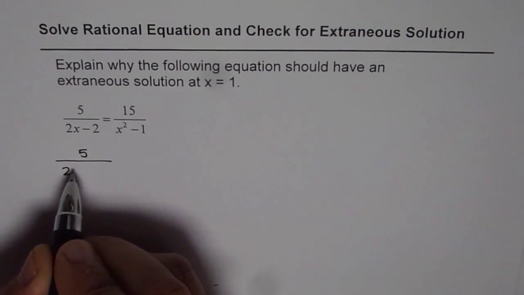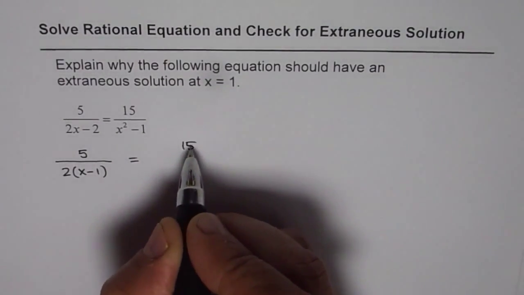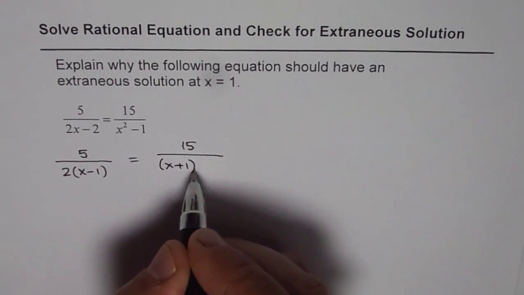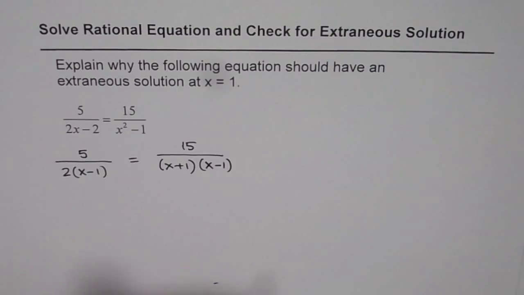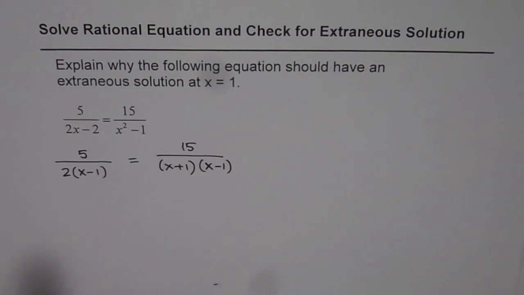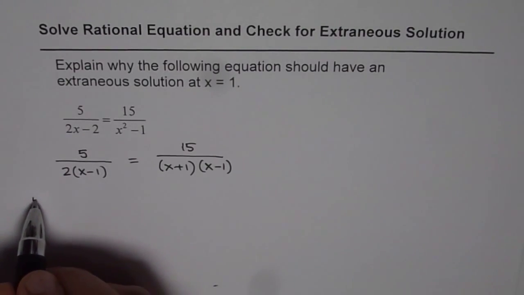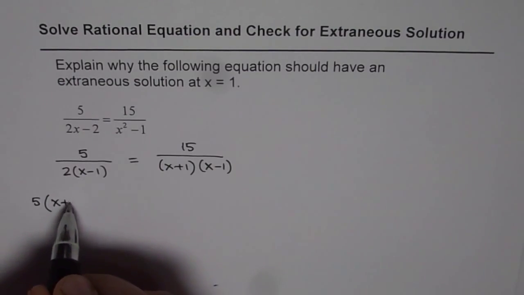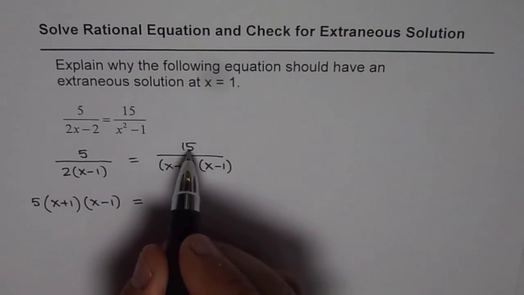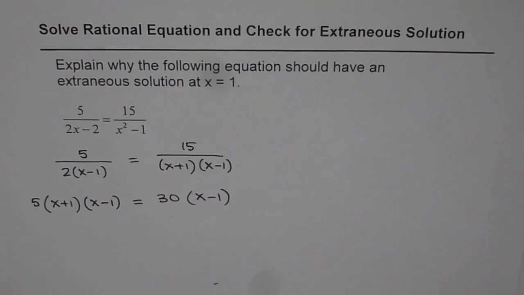Here 2 is a common factor. We get 2 times x minus 1 equals 15 over, this is a difference of squares, so I can write it as x plus 1 times x minus 1. Now the very first step to solve this is to cross multiply, correct? So when we cross multiply, we get 5 times x plus 1 times x minus 1 equals 2 times 15, which is 30, so let me write 30 times x minus 1.